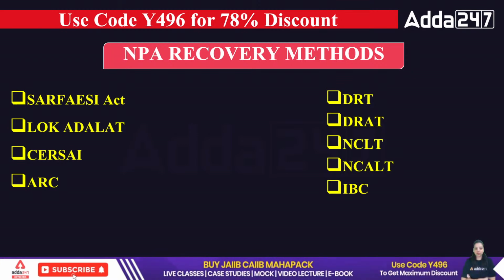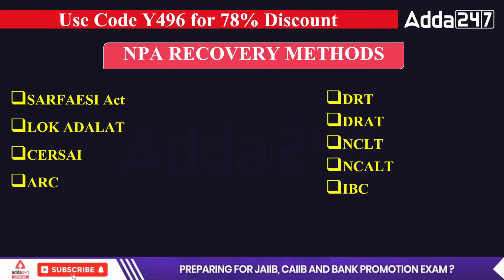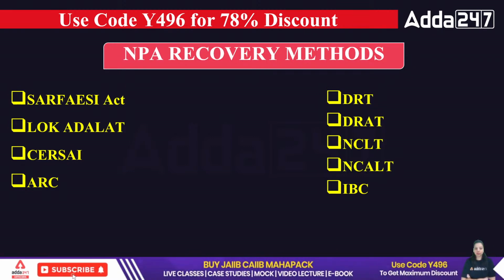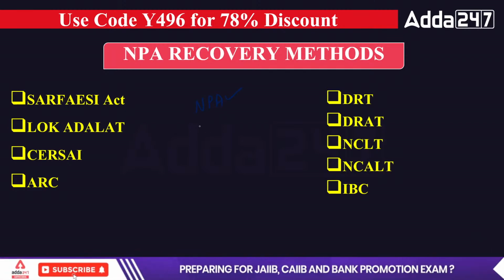Okay, there are certain categories of NPA like we have discussed already: substandard asset, doubtful asset, and loss asset. Okay, these are the asset classification of NPA. Now let's understand how to recover NPA. We have seen what NPA is, and we have seen the asset classification of NPA.